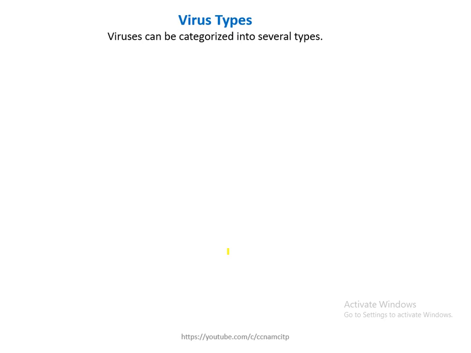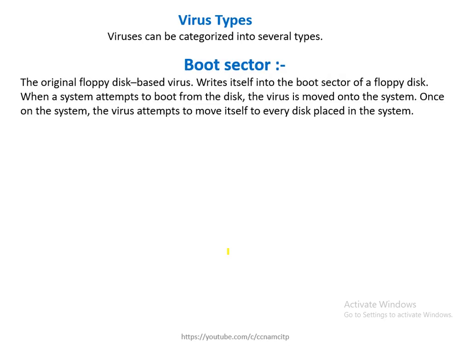Now, what are the types of viruses? First of all, we have to understand what the types of virus are. The very first one is boot sector. I have taken this much definition, or you can say explanation. The meaning is very simple. What is a boot sector virus?